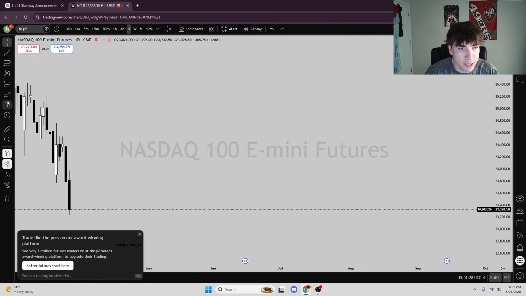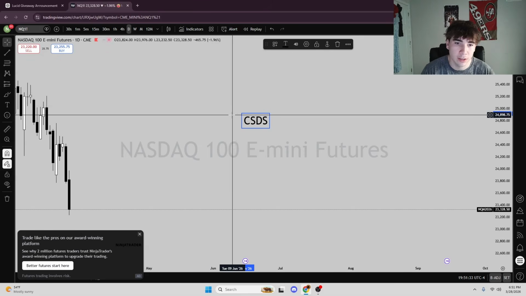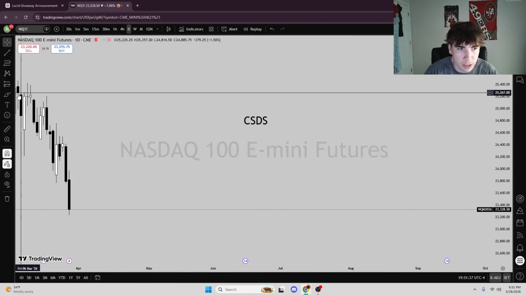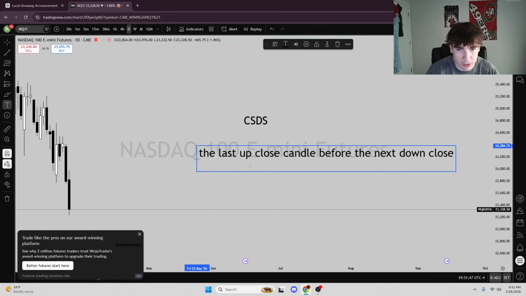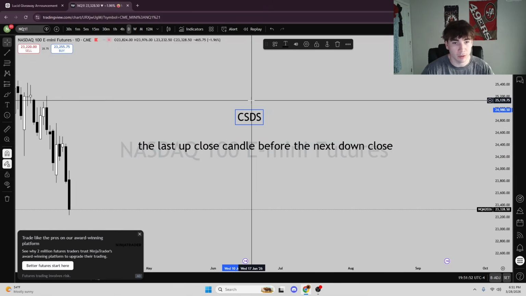Next up, we have CSDs, or changing the state of delivery, right? These are very, very important when understanding reversals and how to use them. What is the change of the state? Change of the state is the last up close candle before the next down close, or vice versa. So it's either the last up close candle before the next down close, or the last down close before the next up close. If the change in the state is bearish, it is the last up close candle before the down close candle. Basically, changes in states are opposites of what it really is.